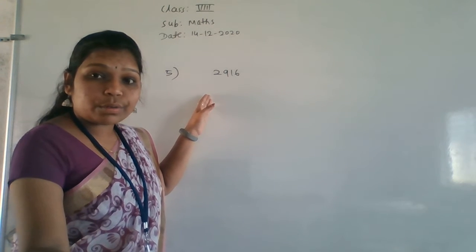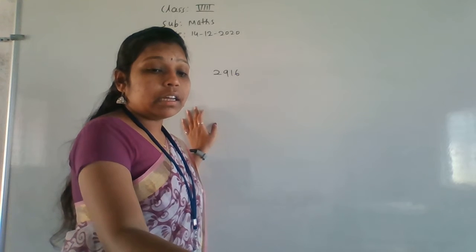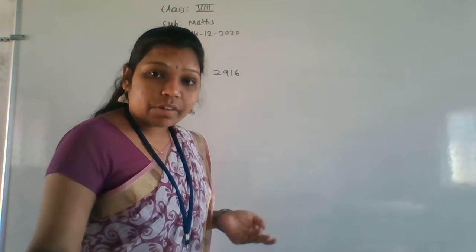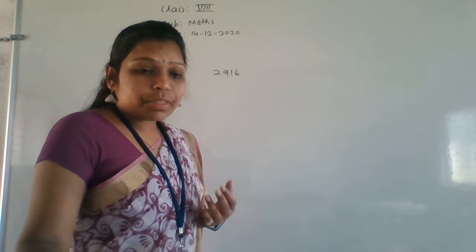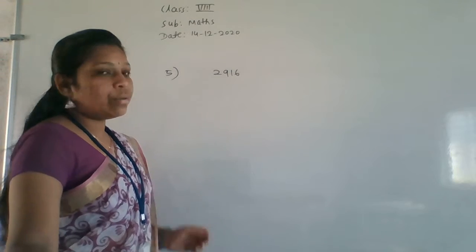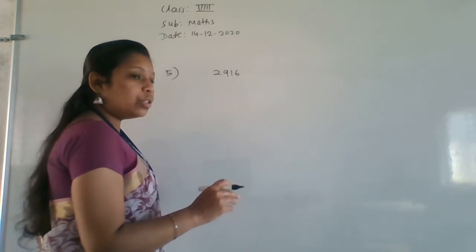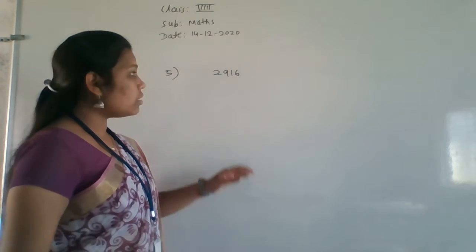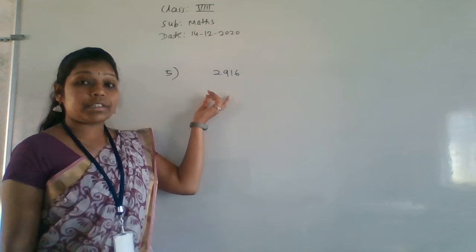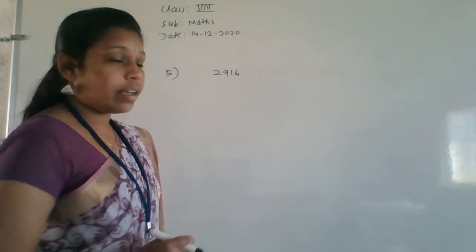How to find the square root of this value? You can use either repeated subtraction or the prime factorization method. You can use any method, it's your wish. Otherwise, repeated subtraction will be lengthy, right? Because the number is bigger here. So better go for the prime factorization.